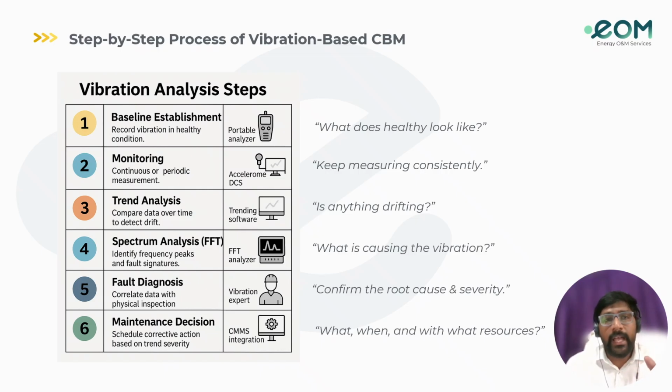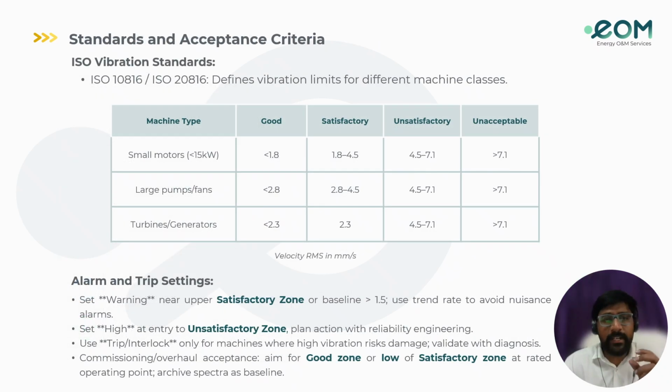As a result, the RMS value has been reduced to 1.8 millimeters per second, and the bearing temperature is reduced by 8 degrees. That resulted in no forced outages, and we also added an alignment check to the preventive maintenance plan. So now we will see the standards and acceptable criteria with respect to the ISO standards.